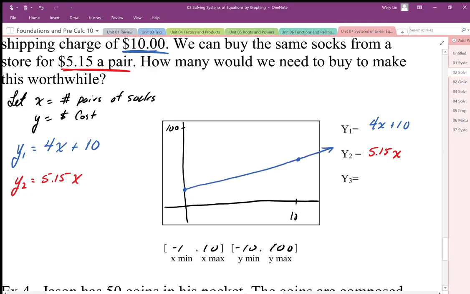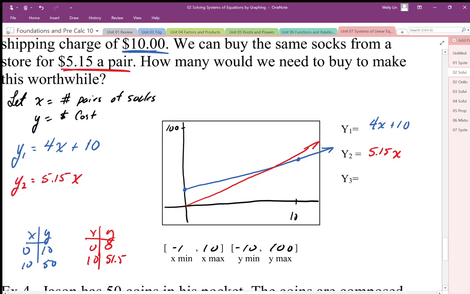Okay, so I just did a quick table of values here. 0, 10, 10 socks, and $50. Okay, and then for the other x and y, 0, 0, and we'll do 10 socks as well. It's going to be $51.50. Okay, this one's going to go up, and it's just going to be a little bit more expensive there.